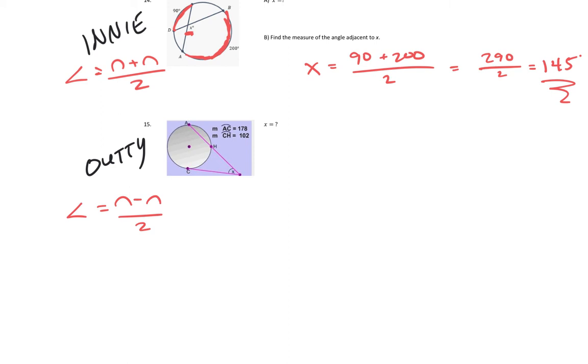Now, the outie, you're subtracting. So try to do the big one minus the little one. It says that AC is 178. It says that CH is 102. So do the big one minus the little one. 178 minus 102 over 2. So what's that, 66? Oh, no, it's 76.